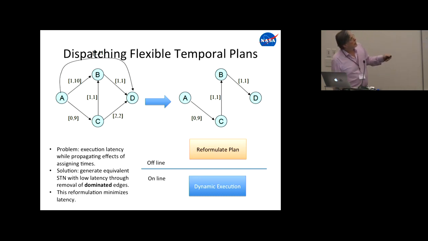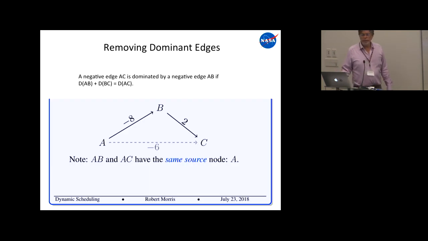So you've got, in fact, these two simple temporal networks that are equivalent in the sense that they have the same solutions that we defined earlier, but obviously one has fewer edges to deal with than the other. So this is a kind of optimization or additional pre-processing step to potentially increase some speed in the dispatcher.